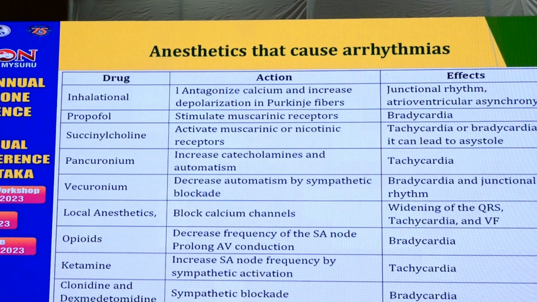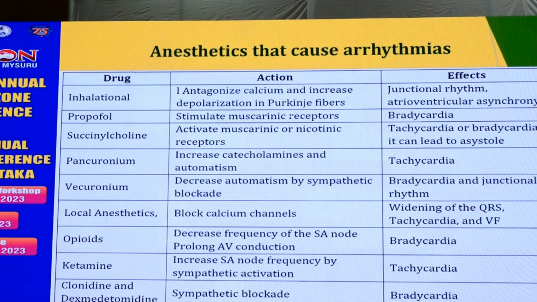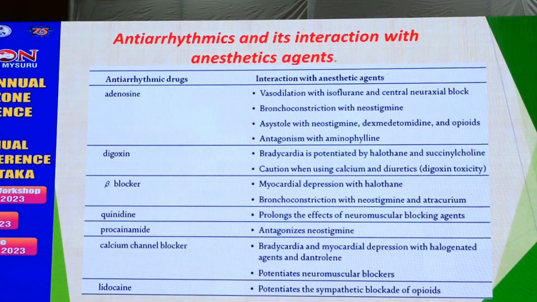So now, what all the anesthetics can cause arrhythmias? It's a long list. It is definitely not possible to read out everything. But as all of you know, the inhalation agents can cause junctional rhythm. It is mainly by antagonizing the calcium and increasing the depolarization, as I have told you. Other things I may not be able to read. Just remember propofol, succinylcholine, vecuronium, local opioids, clonidine, and dexmedetomidine. They all cause bradycardia, whereas pancuronium and ketamine are sympathomimetic, and they can cause tachycardias.